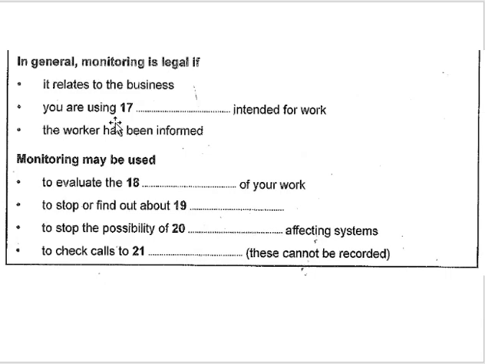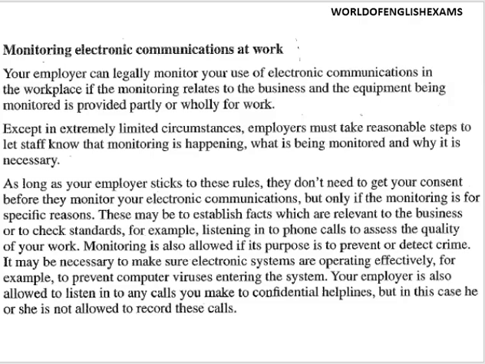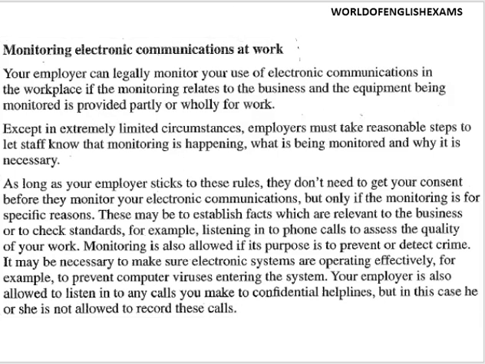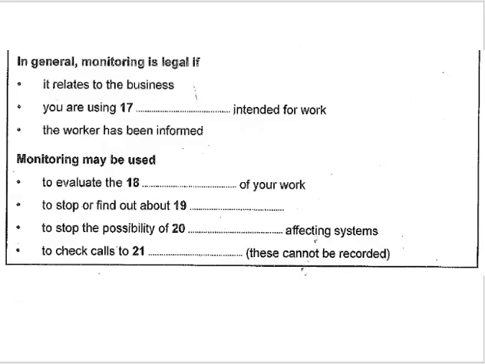If you are using dash intended for work, you are using something which could be a noun that is intended for work specific purposes. What are we using? If it is related to business, and the equipment being monitored is provided partly or wholly for work. So what is it intended for work? Equipment is related to work. So what is the answer, guys? Equipment. You are using equipment intended for work and the worker has been informed.